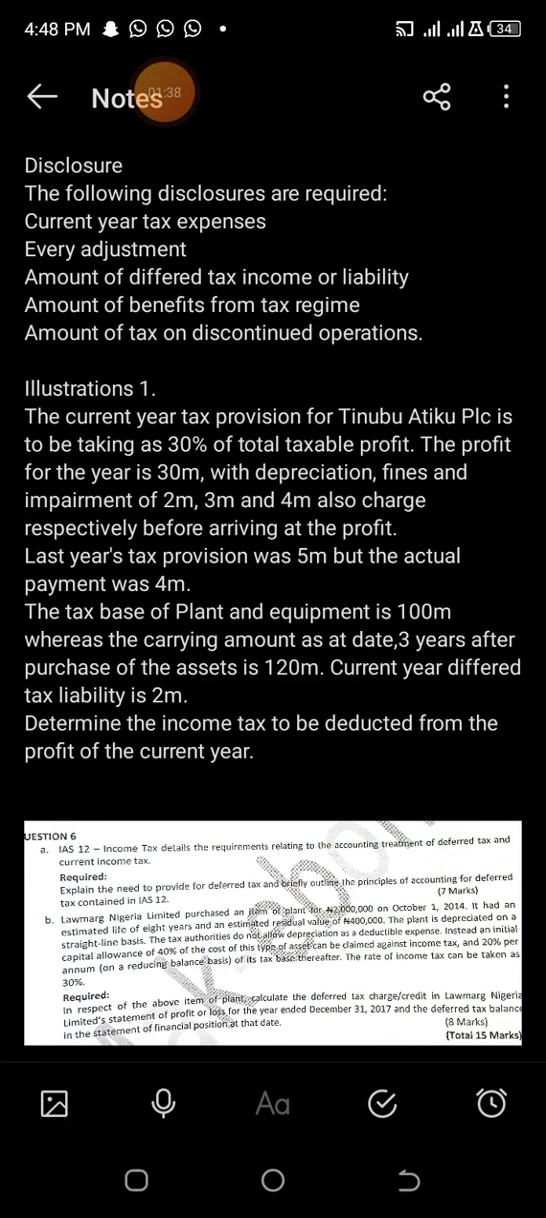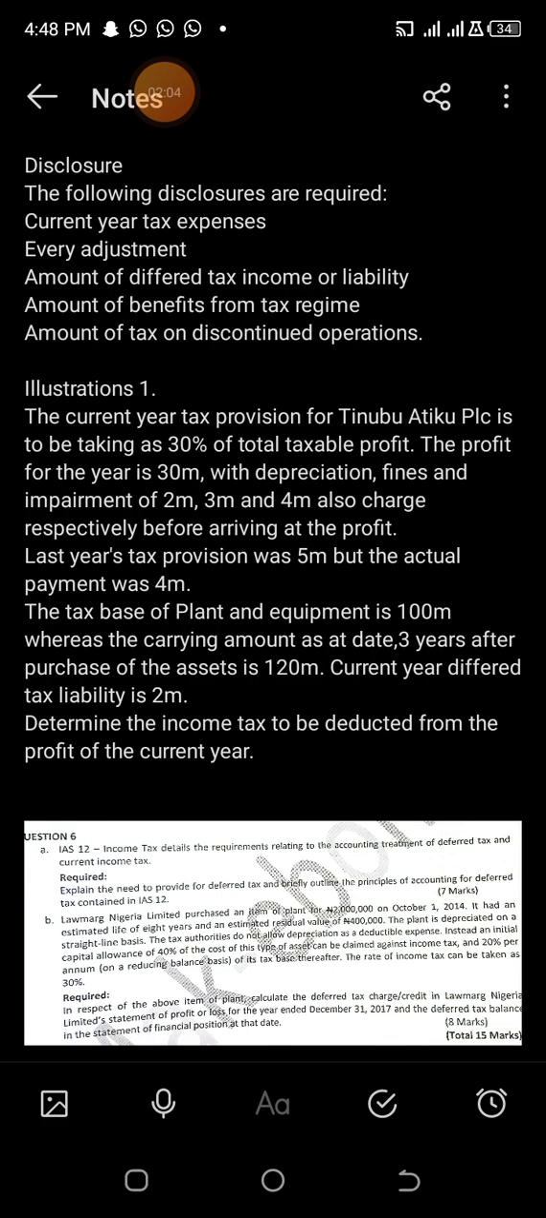Majorly, what you should be concerned about when you are writing for disclosure is, number one, the current year tax expense that was computed. Number two, every adjustment that was made. And number three, you should be able to state the amount of deferred tax income or liability that you are carrying in the financial statement.